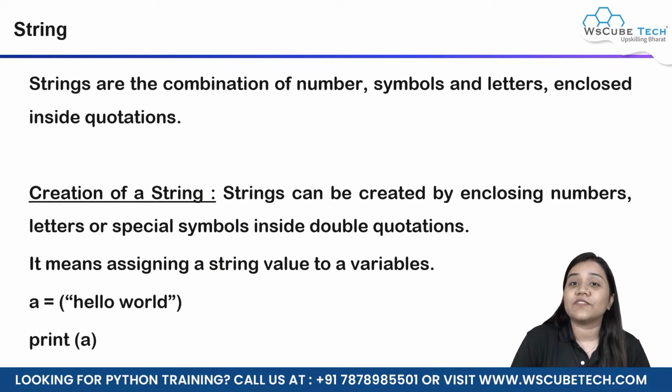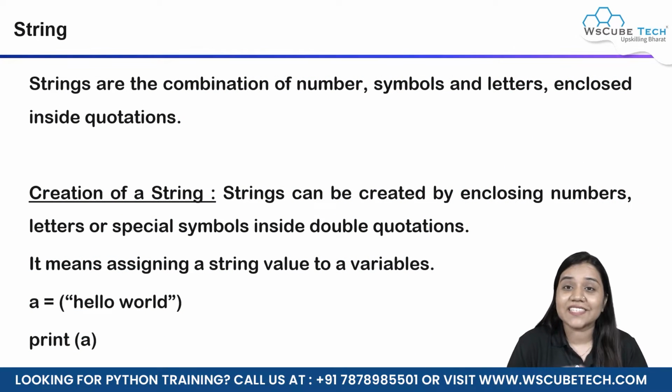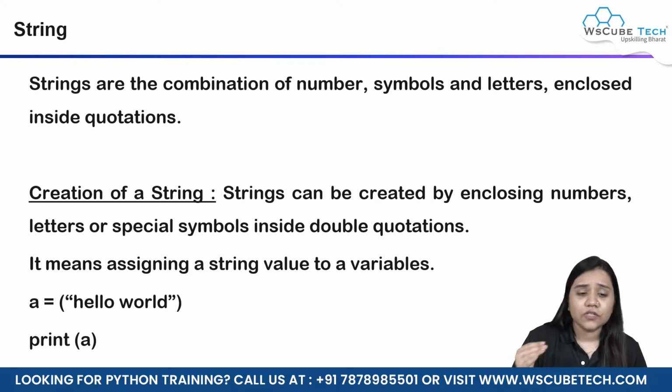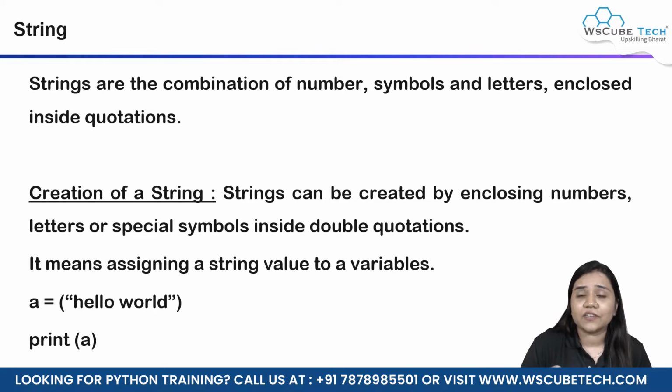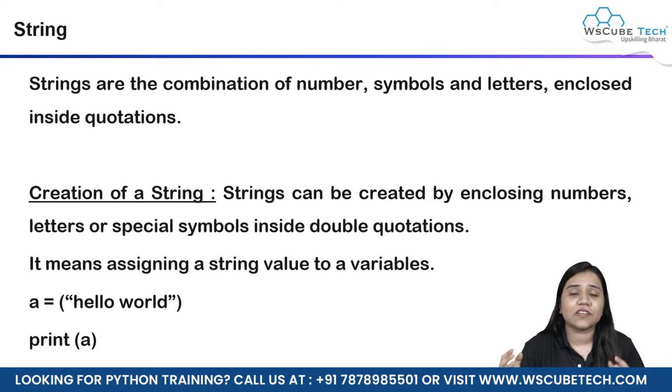First of all, the first question is, what is a string? A string is nothing but a combination of letters, symbols, and numbers. So you can use only letters, only numbers, only symbols inside a string, or you can also use a combination of all of them. But it should be enclosed inside double quotation marks. Creation of a string is really very simple. All you need to do is write any variable name, put double quotations, write your name or whatever you want inside your string, and you can print it. Let's have a practical example of how we can do it.